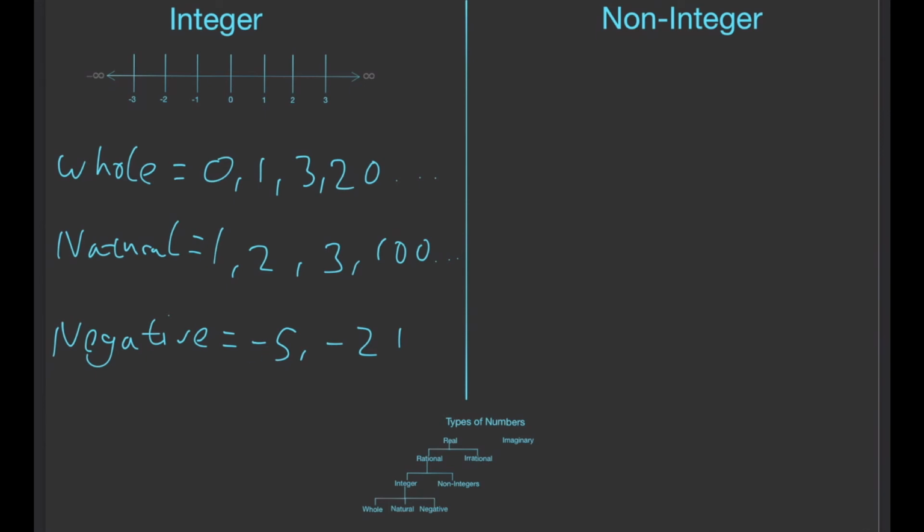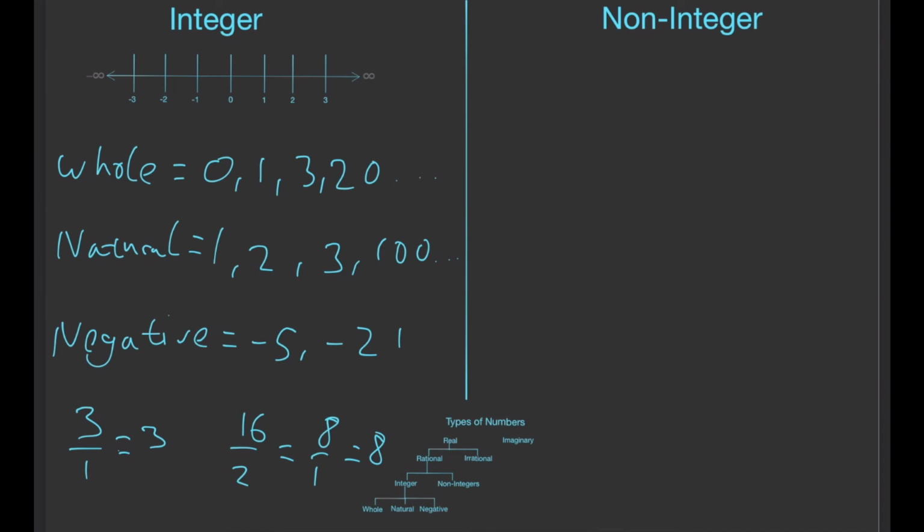Another example of an integer number, as I mentioned earlier, would be 3 over 1, as this actually turns into 3. Or if we had a number such as 16 over 2, we could simplify this down to be 8 over 1, which will give us 8. So this is another example of an integer.